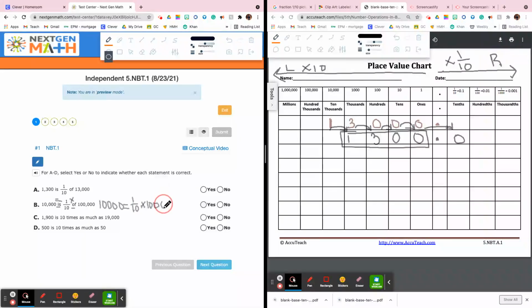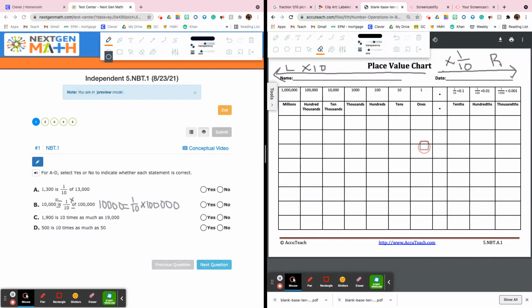100,000. First thing first, I need to make sure that I write my number on the place value chart. And I want to remind everybody, what number am I going to write on the place value chart? Am I going to write the 10,000 or am I going to write the 100,000?